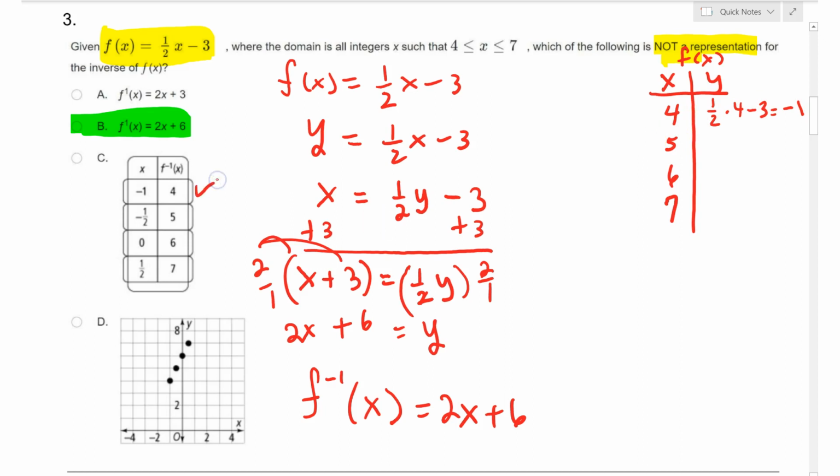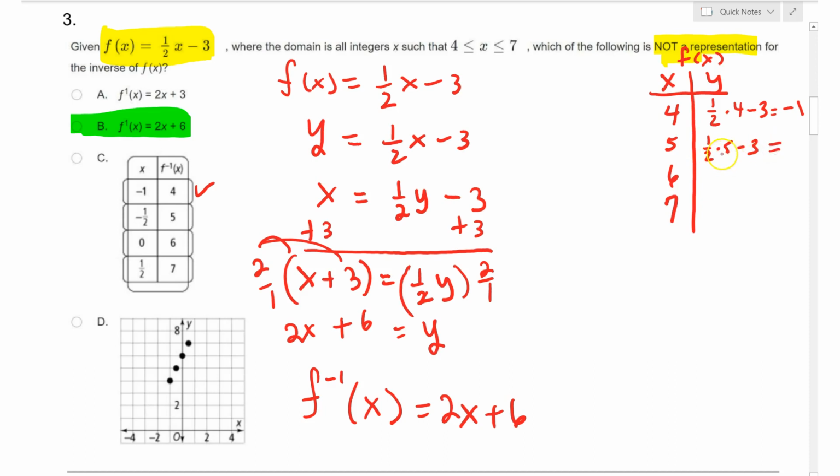So that checks. I decided to make a table so I could see the inverse of the relation, or the inverse function, in the table, to verify. We have 5, so we have 1/2 times 5 minus 3.